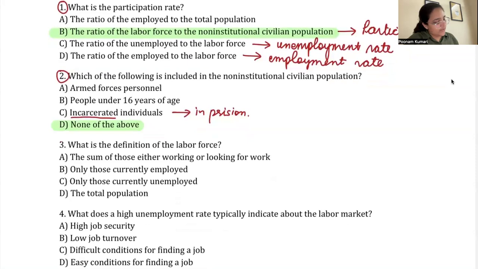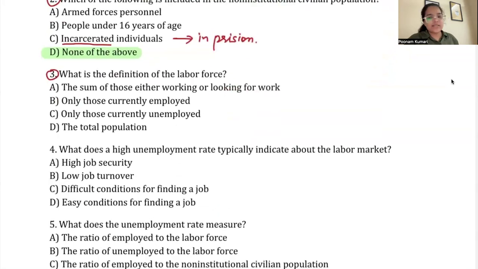Let's do part number 3. What is the definition of labor force? Option A. So labor force is people who are working or who are looking for work. So employed people or unemployed people, both are part of labor force. So option number A. Okay.